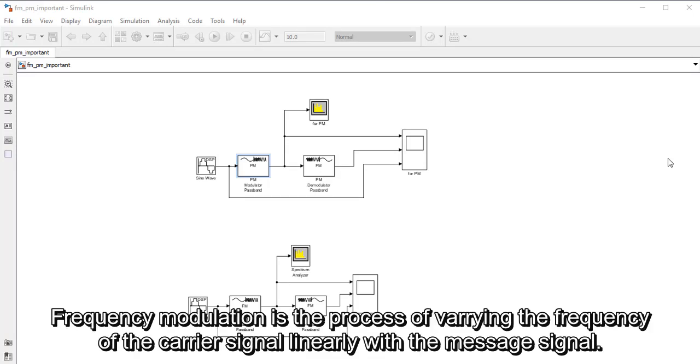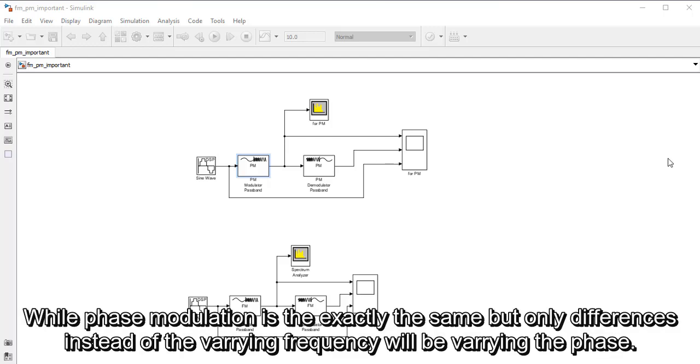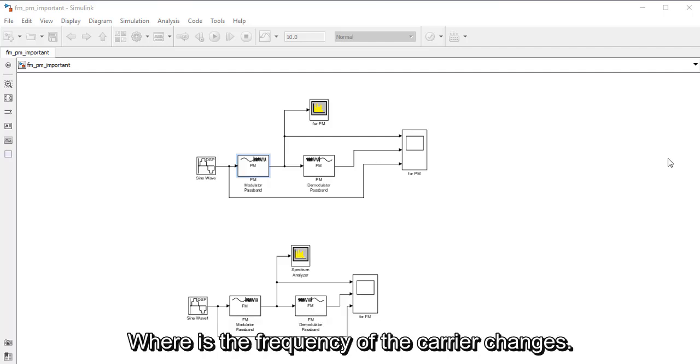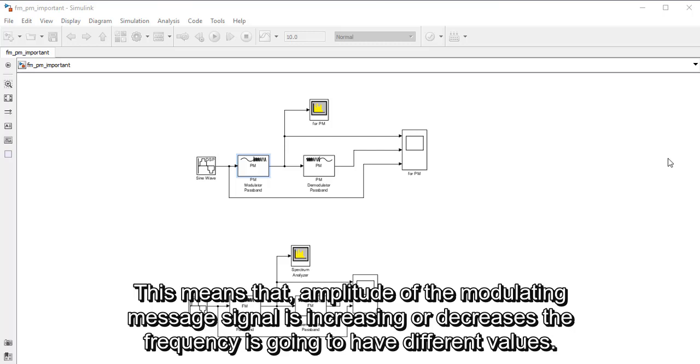Frequency modulation is the process of varying the frequency of the carrier signal linearly with the message signal, while phase modulation is exactly the same, but the only difference is instead of varying the frequency, we will be varying the phase. So in frequency modulation, the amplitude and the phase of the carrier signal remain constant, whereas the frequency of the carrier changes. This means that when the amplitude of the modulating message signal is increasing or decreasing, the frequency is going to have different values.